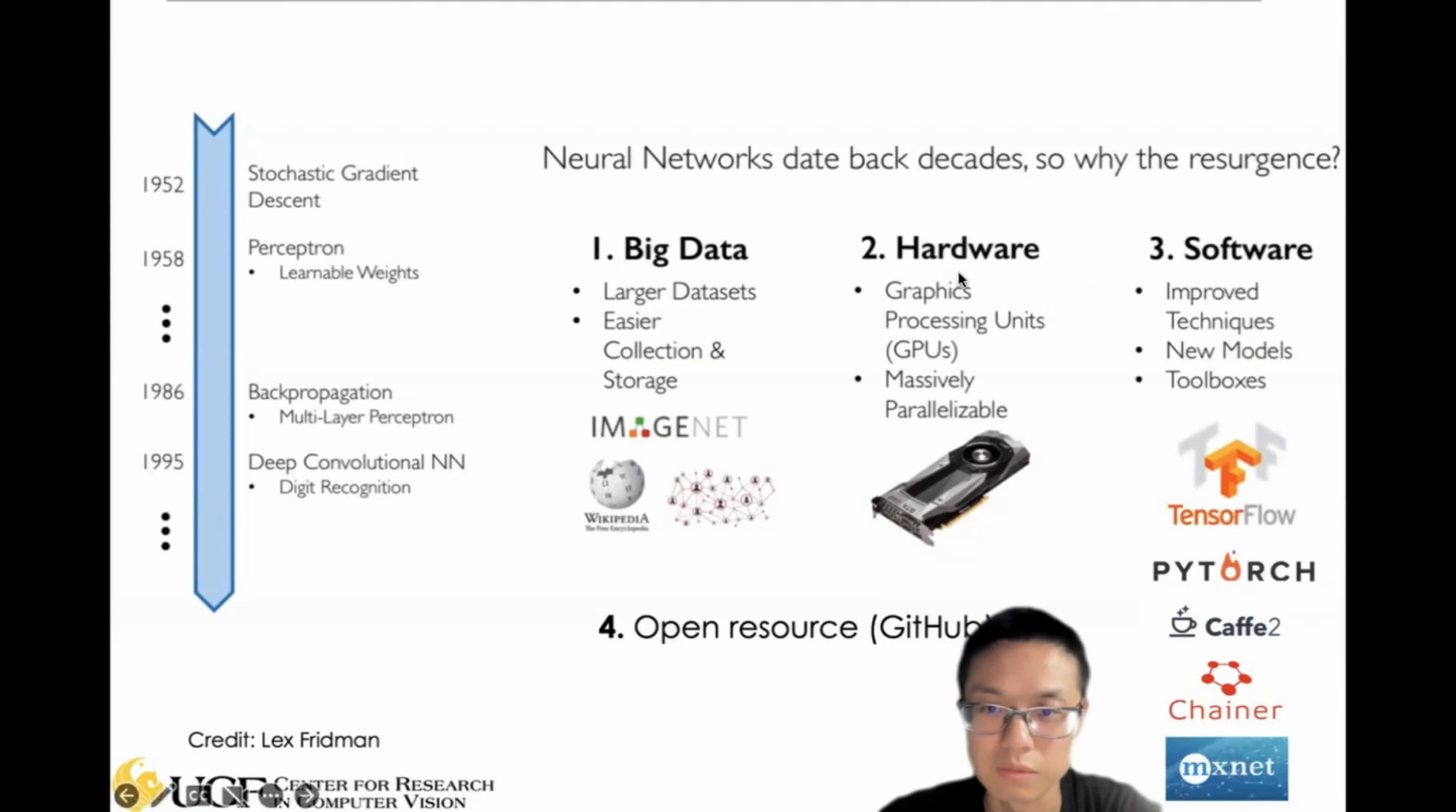The second reason is the hardware. Before, we didn't even have GPUs. The GPU is the graphics processing unit. It has massive parallelization, so you can do matrix operations very easily on highly parallel computing hardware like GPUs. Before, we didn't have GPUs; we only had CPUs. So there was limited computing power. At that time, you could not process a lot of data, and you could not build large networks. So the neural network had limited capacity to learn meaningful information from the data.